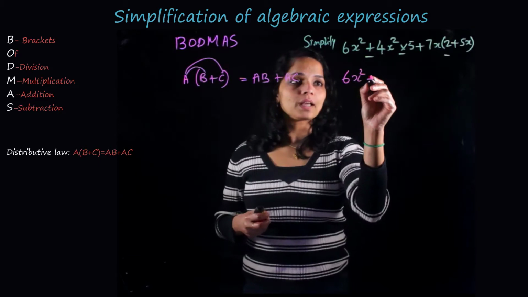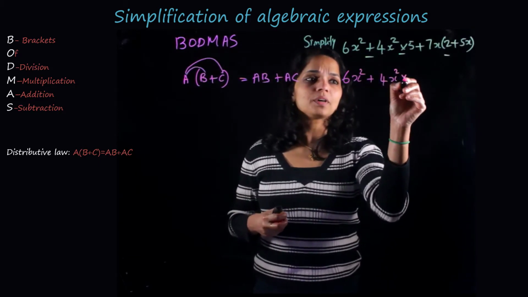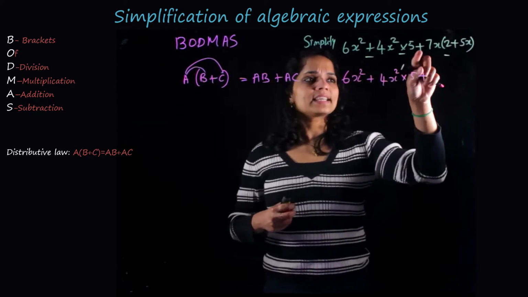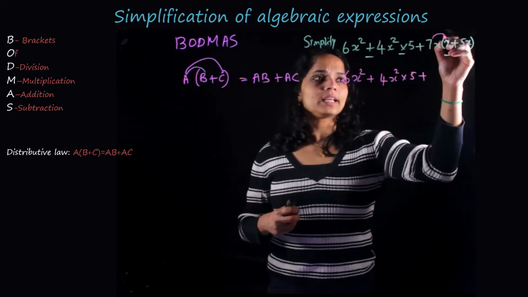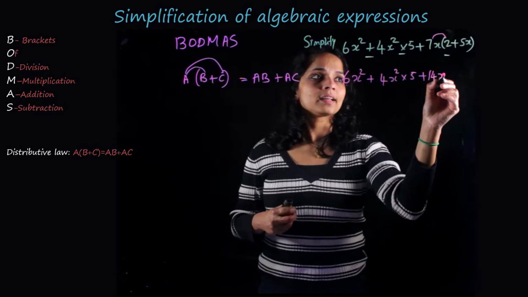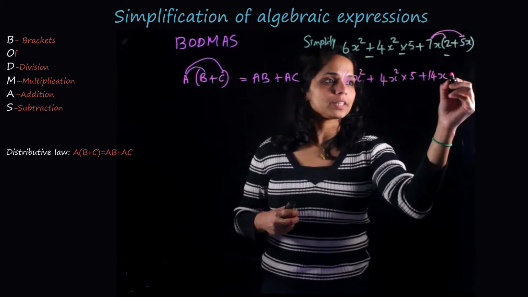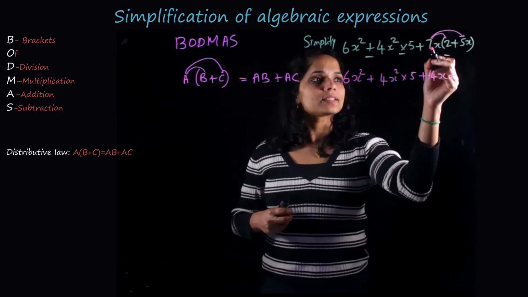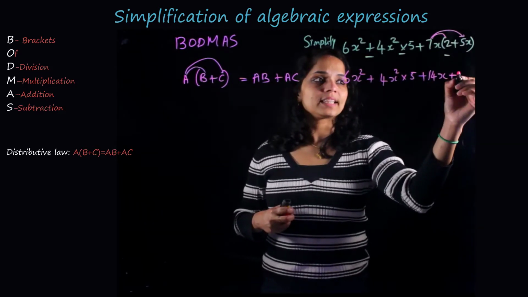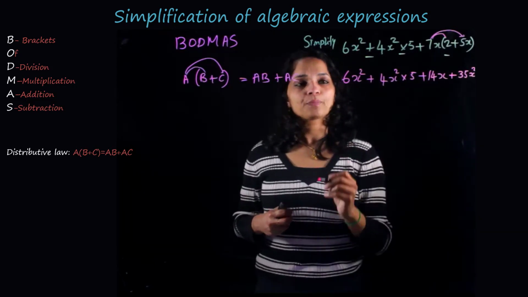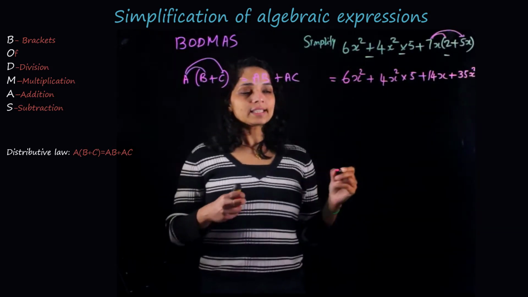6x squared plus 4x squared times 5. We write everything else as it is. Plus 7x times 2 is 14x. And 7x times 5x, with whatever operation in between placed there. So 7x times 5x is 35, and x times x is x squared. Okay, so that's it.